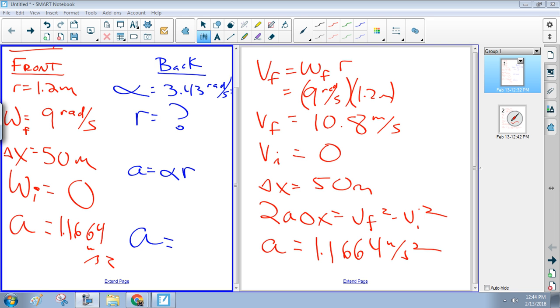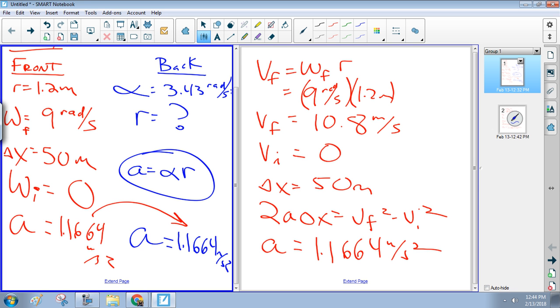Yeah, we're kind of skipping a little step. So then you go, oh, and the linear acceleration of the other tire is the same, right? Because they're all part of the same bike, so they have to be accelerating at the same rate. And now we can find our radius, right? Follow, you guys?